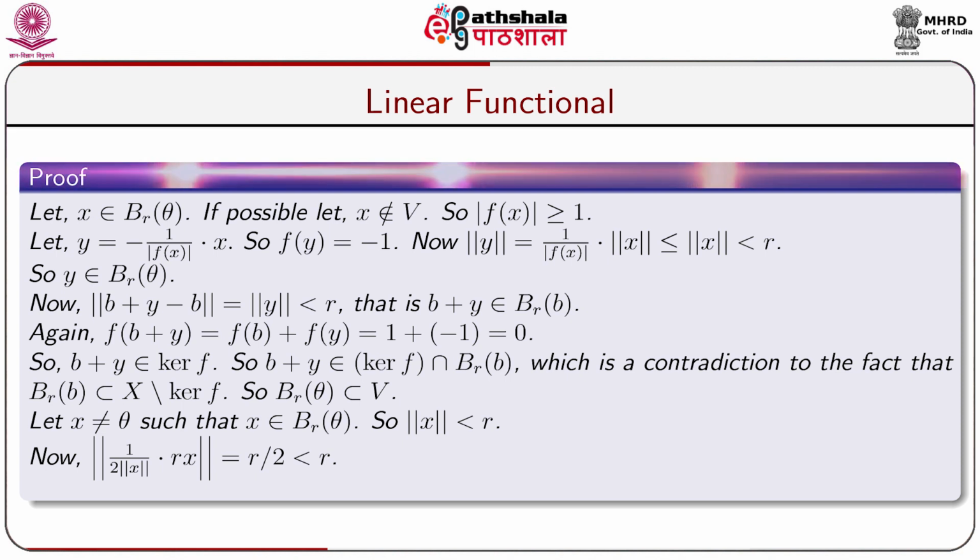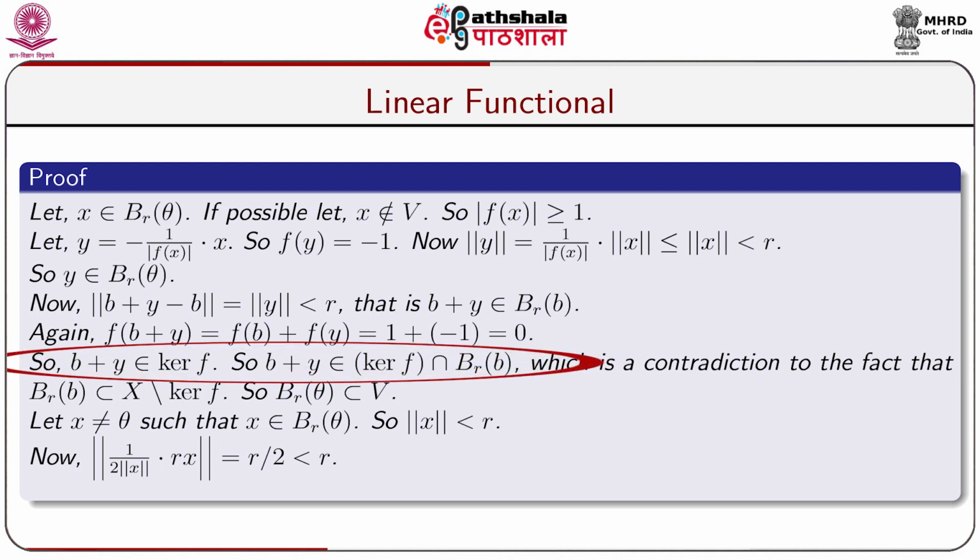Due to this, f is linear, but f(b) is equal to 1 and f(y) is equal to minus 1, and so f(b+y) is equal to 0. So, b plus y belongs to ker f. So, b plus y belongs to ker f intersection B_r(θ), because b plus y belonging to B_r(θ) has already been shown, and it is a contradiction to the fact that B_r(θ) is a subset of X minus ker f. So, B_r(θ) is a subset of V, what we wanted to prove.